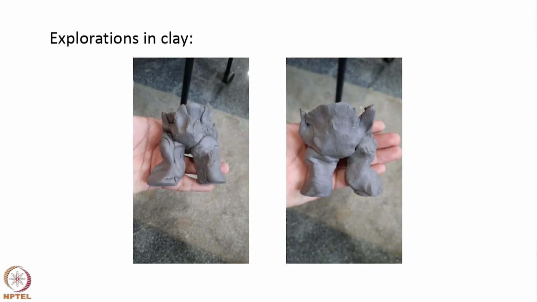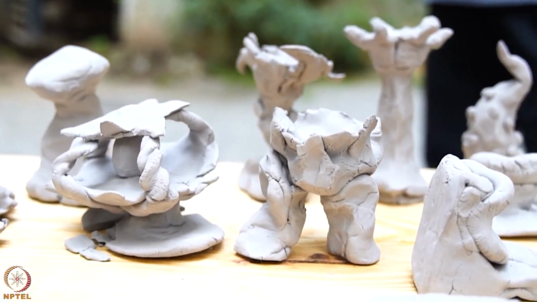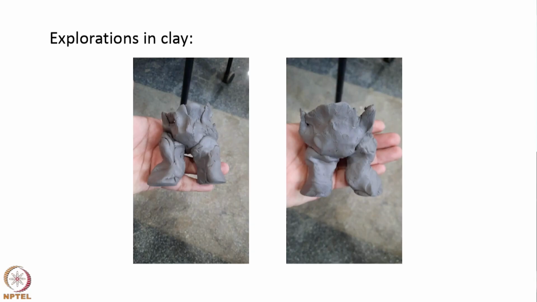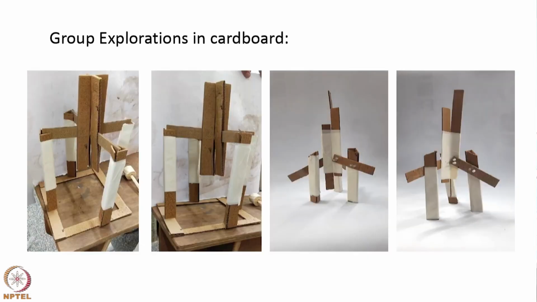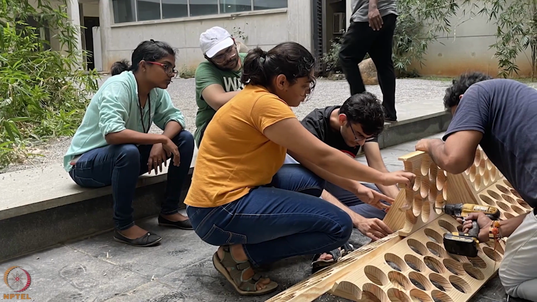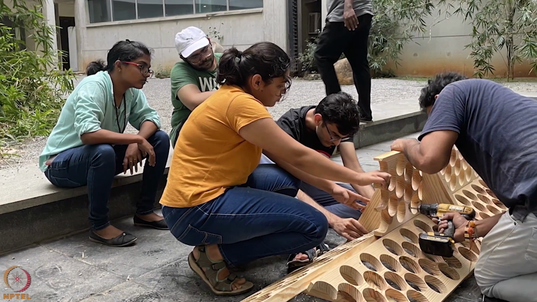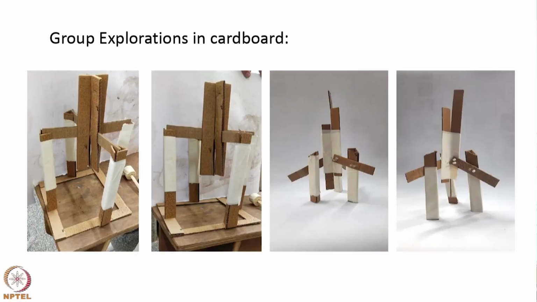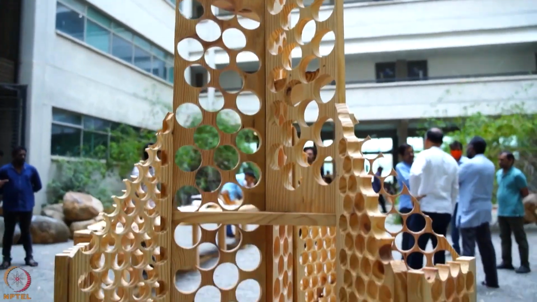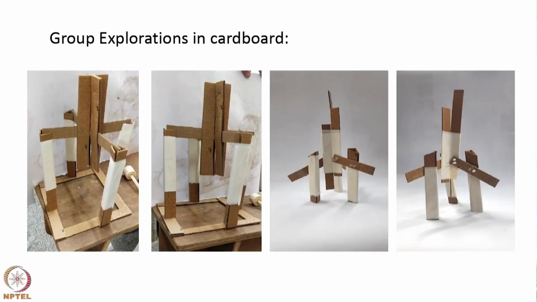Then exploration in clay: this was the clay piece I made, depicting the secondary supporting the primary to radiate. Then we did some group explorations in cardboard and then group sculptures, which my group will show later on. So this is the cardboard piece which we came up with. The left one is the first ideation, and the final piece we came up with is the right one, as you can see. Thank you.